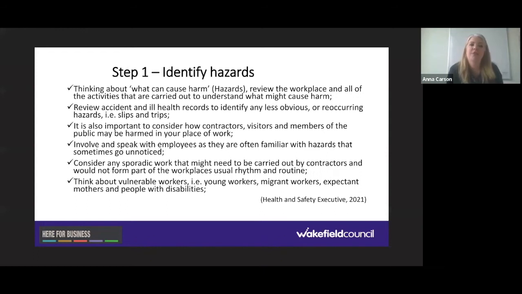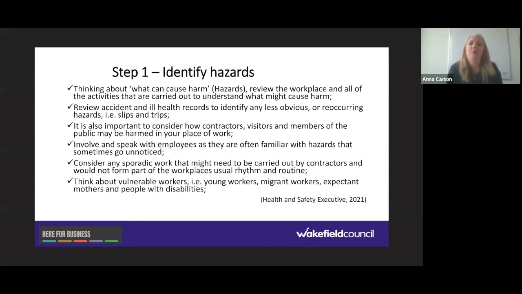We have mentioned this already, but involve and speak with your employees, as they are often familiar with the hazards that sometimes go unnoticed. And consider any sporadic work that might need to be carried out by contractors that doesn't normally form part of your workplace's rhythm and routine. So maybe you have contractors come in to service high-level lighting or carry out high-level cleaning. So you also need to consider how that interacts with your workplace.